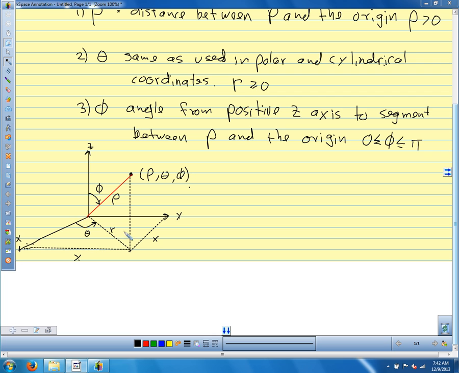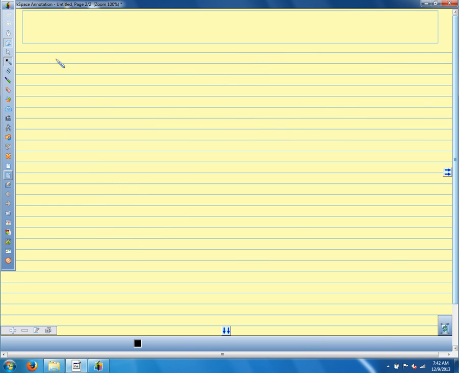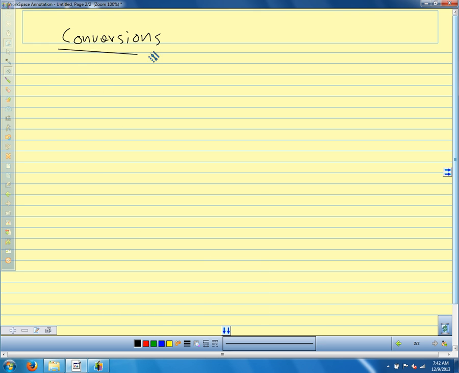We can go through the conversions. We could go through the derivations. It all comes from using these right triangles to do our conversions. But they are not difficult, and the ideas behind them are not difficult either. So spherical to rectangular.